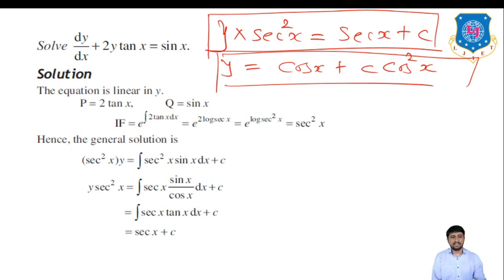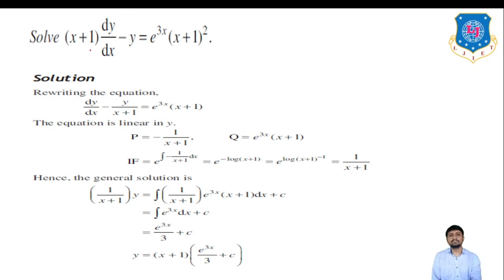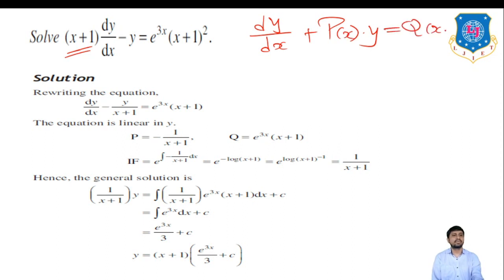Let's take one more example. (x plus 1) into dy by dx minus y is equal to e raised to 3x into (x plus 1) whole square. So first of all, what is the general form of a linear differential equation? dy by dx plus p of x into y is equal to q of x. This is the general form for a linear differential equation.